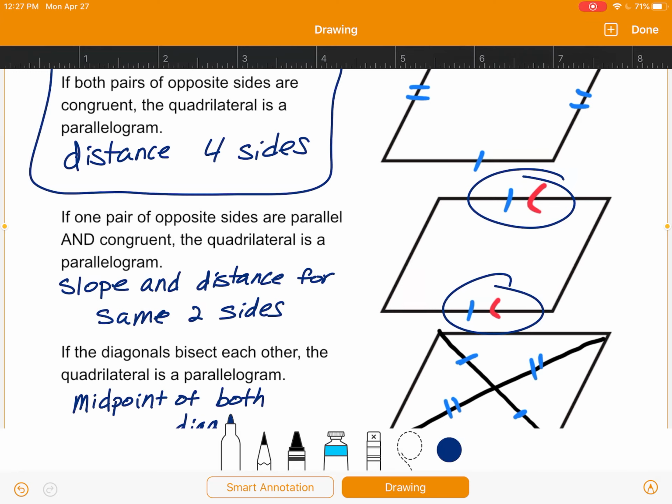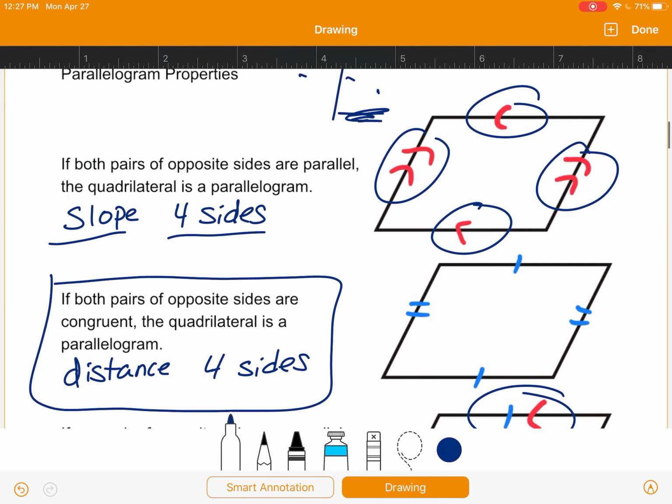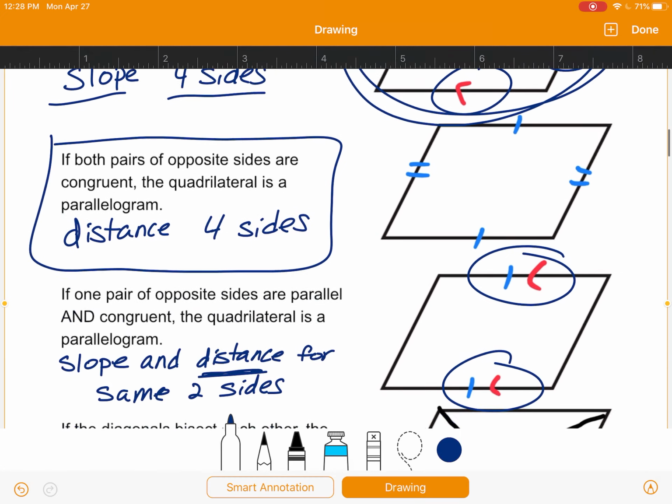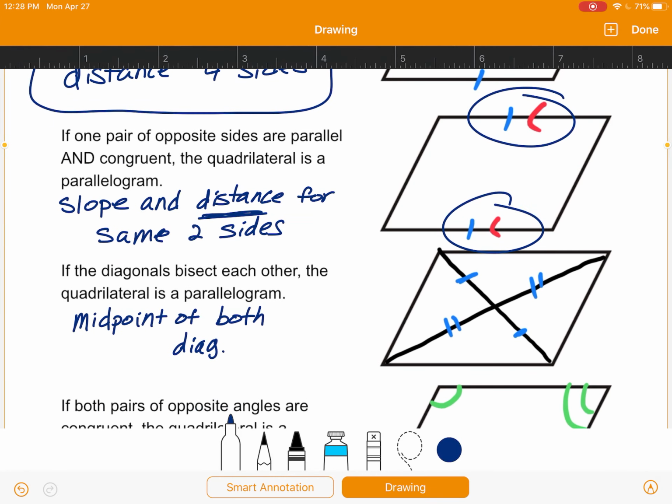But if you hate distance, don't do this one. If you hate distance, do slope. Don't even bother with doing stuff that you don't know how to do or you always mess up on or really struggle with. Okay? Do your strong suits.